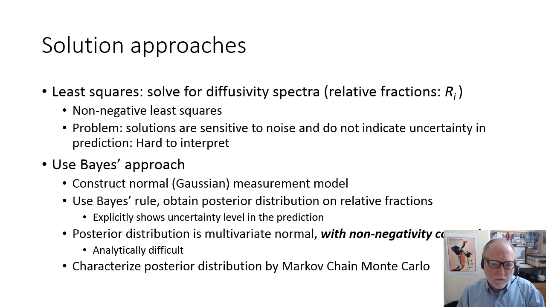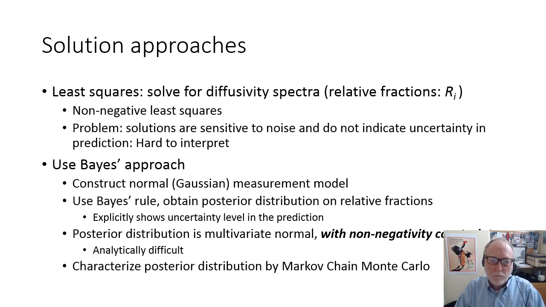We can use the least squares approach to estimate the relative fractions, though for this problem we have to use non-negative least squares. This is not hard to solve, as it's a convex problem. But there is a problem. The solutions are unstable, and because of that they are hard to interpret.